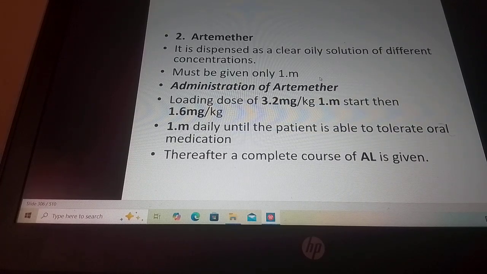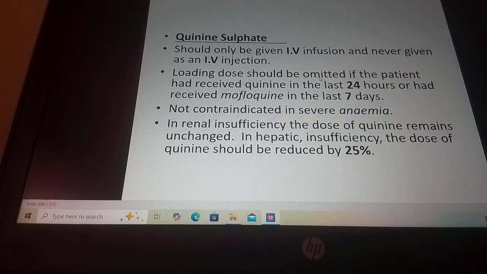Another drug is artemether, and it is dispensed as a clear oily solution of different concentrations. So it must be given IM. This one is strictly intramuscular. And remember, you are doing a loading dose of 3.2 milligrams per kilogram. Then the maintenance dose, still IM, is 1.6 mg per kg. You are doing that daily until the patient is able to tolerate oral medication. Thereafter, a complete course of artemether-lumefantrine should be given.